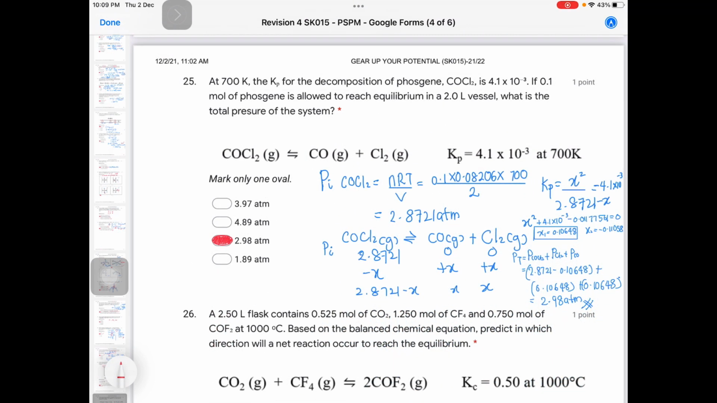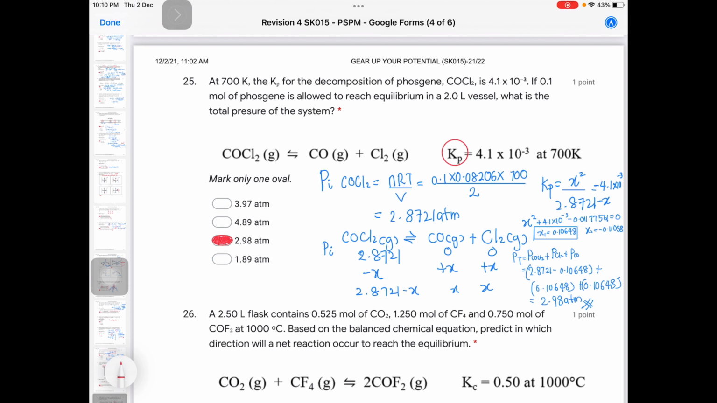Next. Alright, so now for question 25. So yang ini adalah soalan chemical equilibrium. So pada suhu 700 Kelvin, Kp diberi adalah 4.1 eksponen negatif 3. So, if 0.1 mole of phosgene is allowed to reach equilibrium in a 2-liter vessel, what is the total pressure of the system? Jadi, bila dia bagi Kp, dalam soalan dia bagi Kp, maksudnya, parameter seperti bilangan mole, volume dan juga temperature ni, kita perlu convert pergi pressure. So, kita gunakan PV and RT.